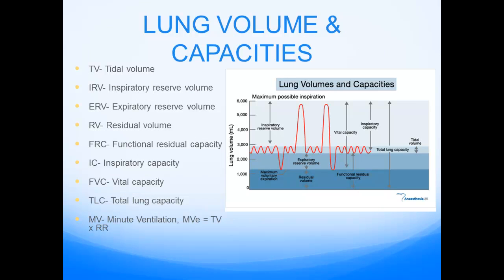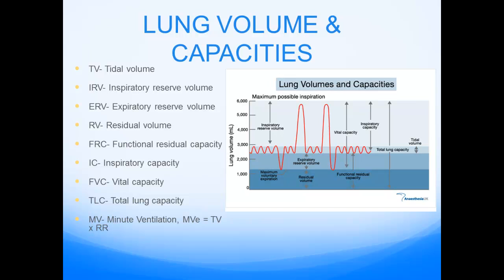In a minute, I'm going to read you a helpful story and show you a picture to help you remember the following terms that are listed on this slide. But first, I'm going to tell you what each of these terms are and what they mean in regards to lung volume and capacities. Tidal volume is the amount of air that moves in and out of the airways with each inspiration and expiration during normal breathing. It is usually about 500 milliliters.